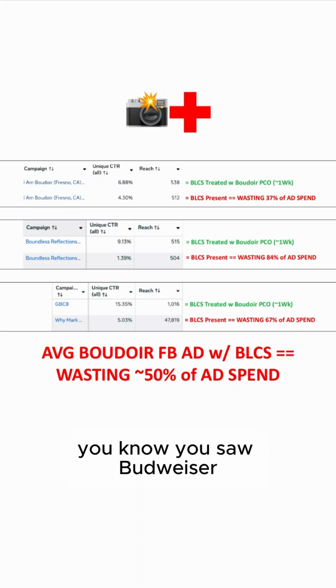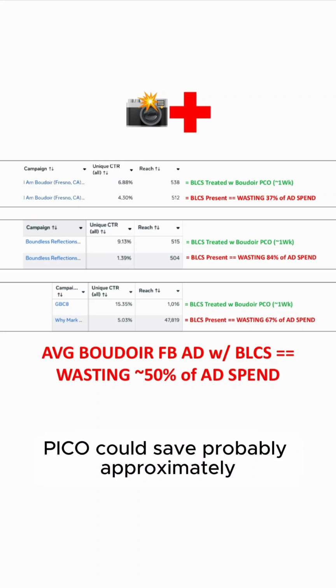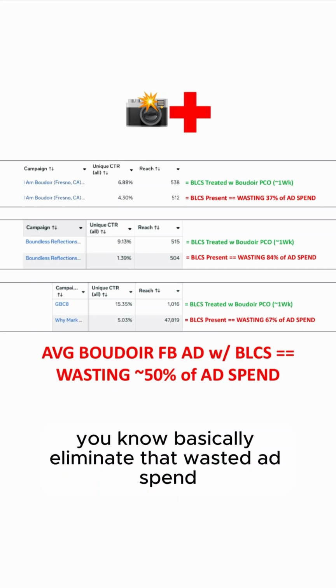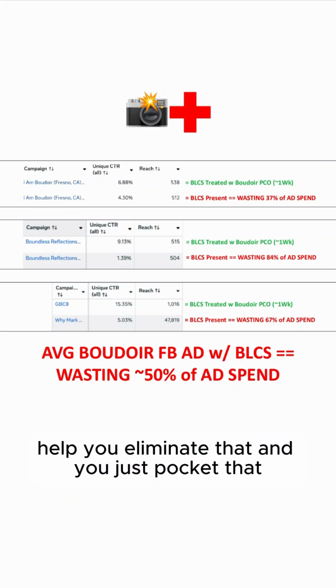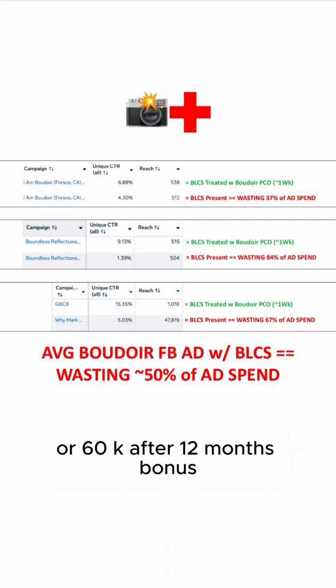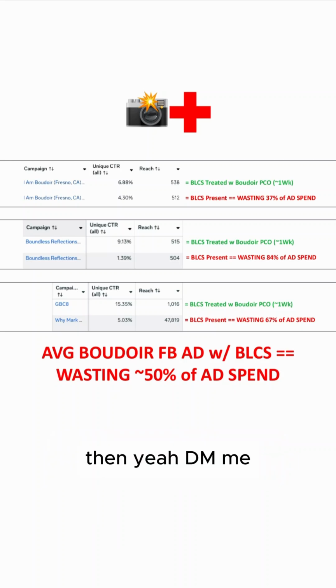If you want this outcome, you saw Boudoir Pico could save probably approximately, if you're spending 10K, approximately 5K a month. It can basically eliminate that wasted ad spend, and you just pocket that, you don't have to spend it. So 5K a month, or 60K after 12 months, bonus. And so if you want that outcome, then yeah, DM me.